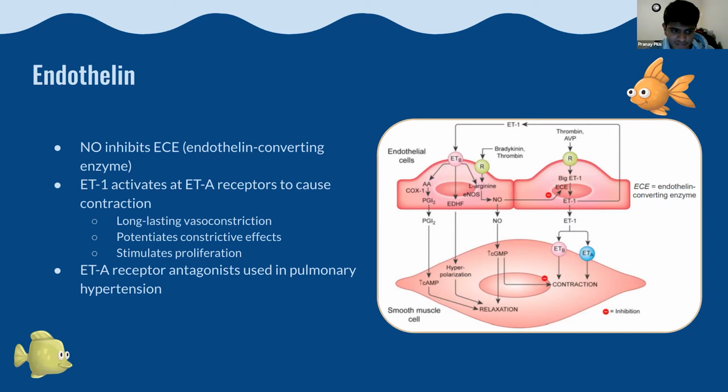So it causes vasoconstriction and stimulates proliferation, which I will briefly mention, even though this is the last of my slides. And it's also used as a treatment in pulmonary hypertension. So, sorry, ETA receptor antagonist is used in pulmonary hypertension because you want to cause vasodilation in that case. So just quickly about proliferation.